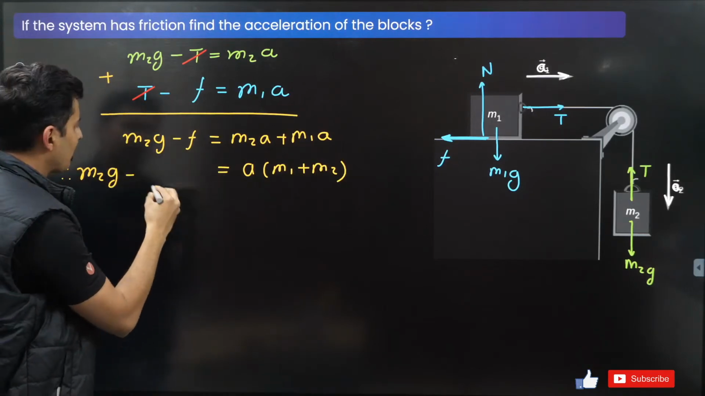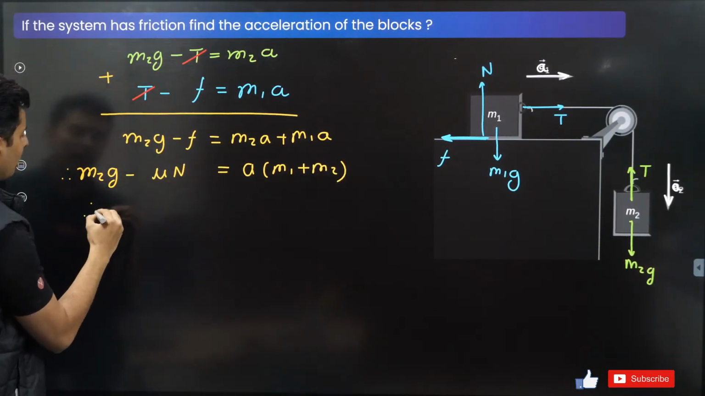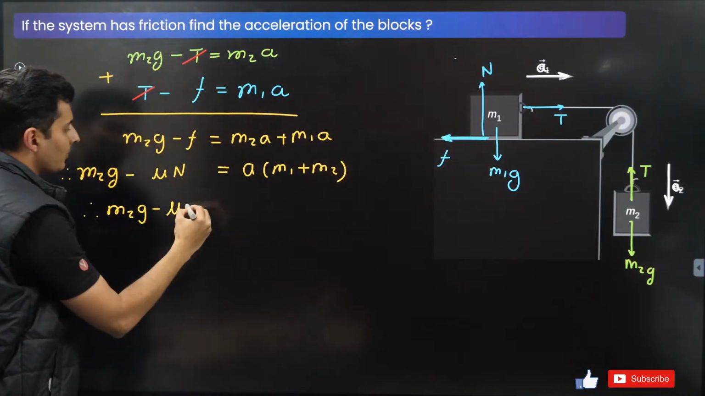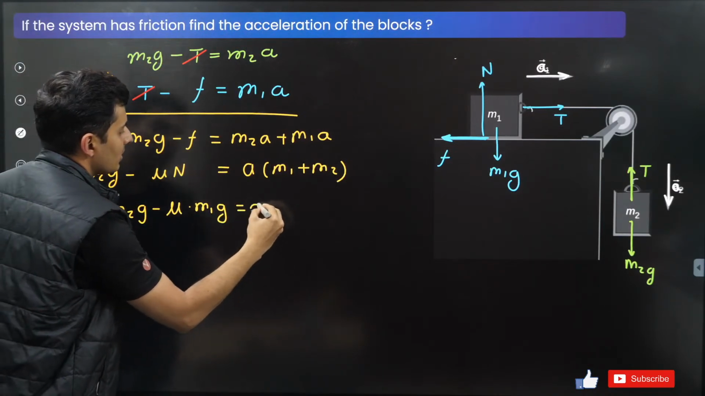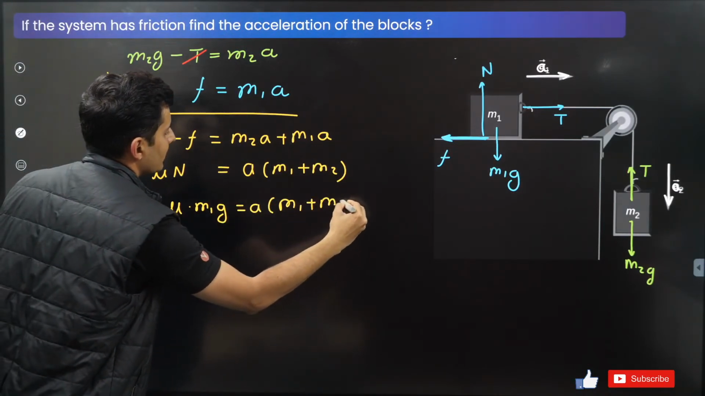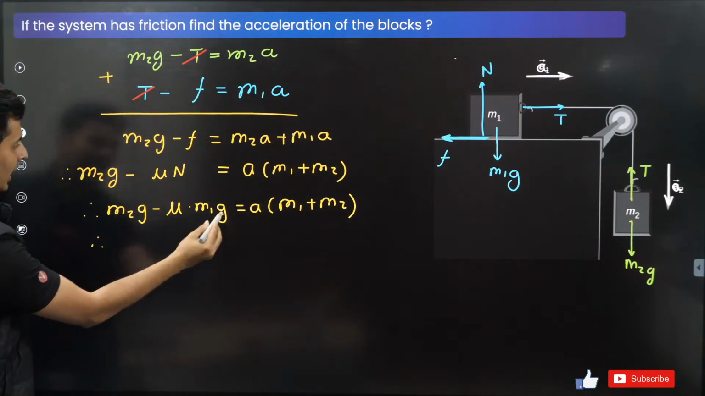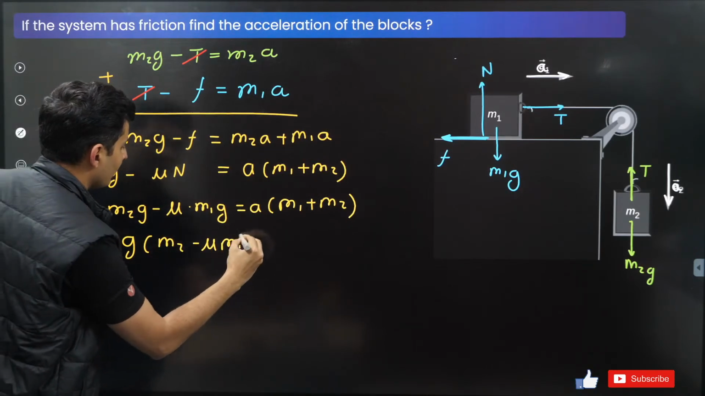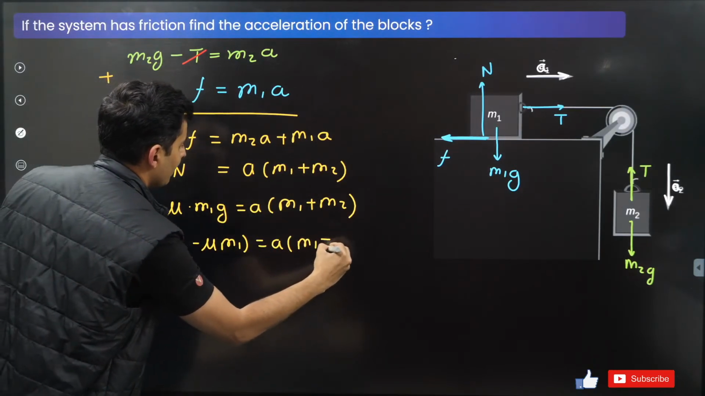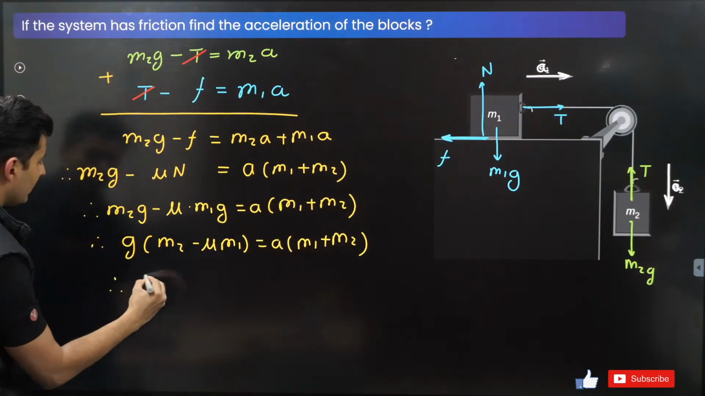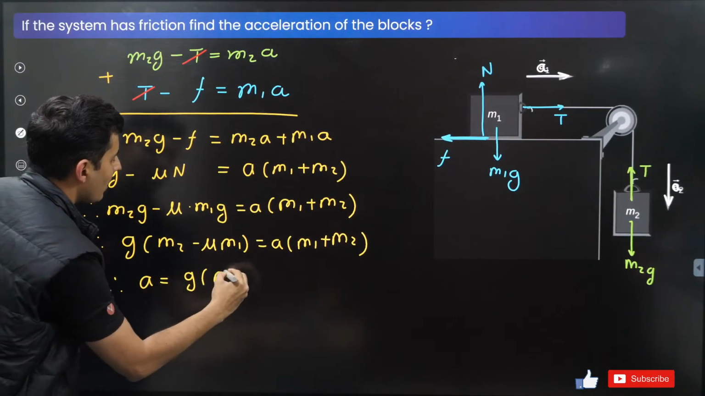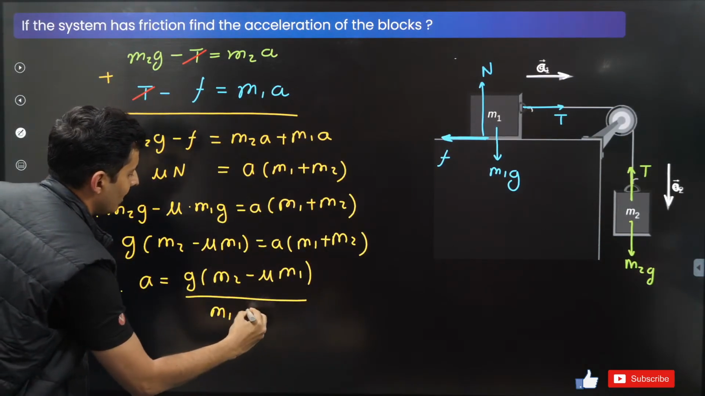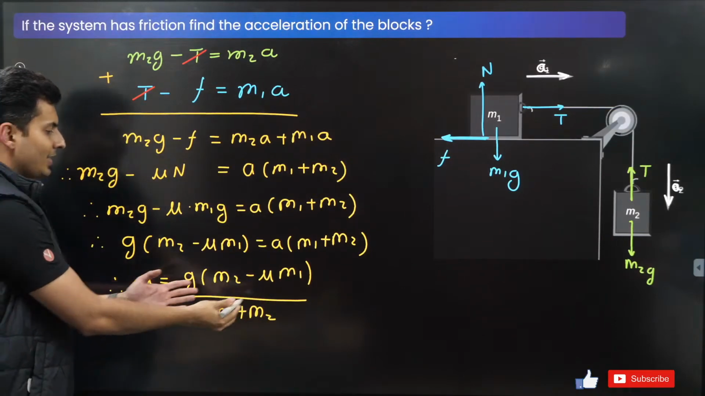Friction is nothing but mu into N. So therefore, it will be M2G minus mu into normal, and normal will be just M1G, is equal to A into M1 plus M2. So again, I can take G common. So it will become M2 minus mu M1 is equal to A into M1 plus M2. So therefore, last step, acceleration will be G into M2 minus mu M1, the whole thing divided by M1 plus M2. Correct? That is the final answer.